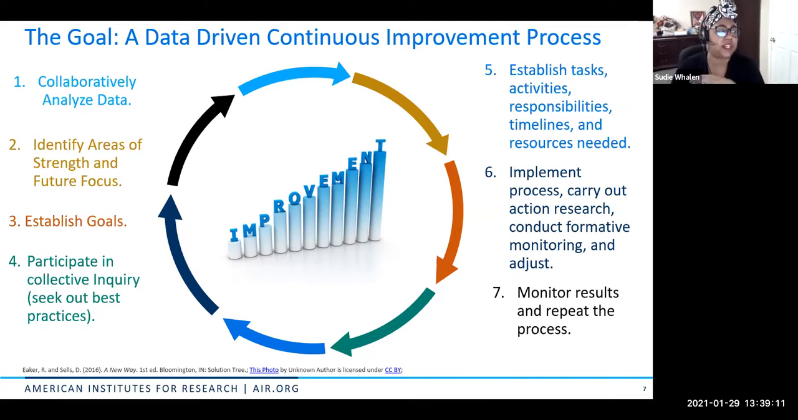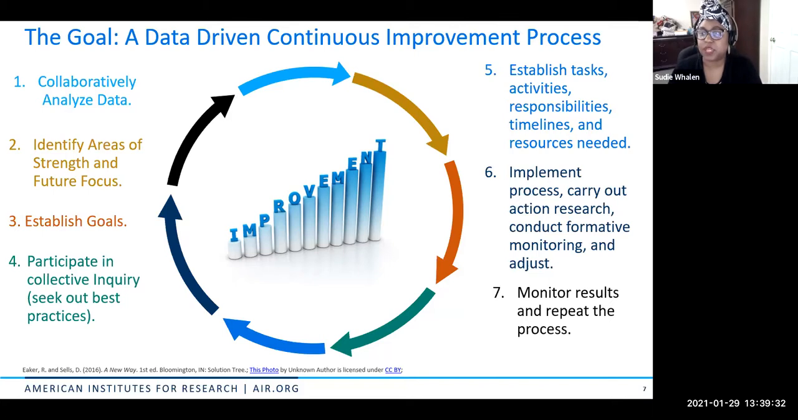Next, we participate in collective inquiry, which is seeking out best practices, whether that's assessment, whether that's how we're teaching and deciding on what we want to do, whether that is identifying curriculum, so many different things that we can talk about in the best practice category. Next, we establish tasks, activities, responsibilities, timelines, and resources needed.